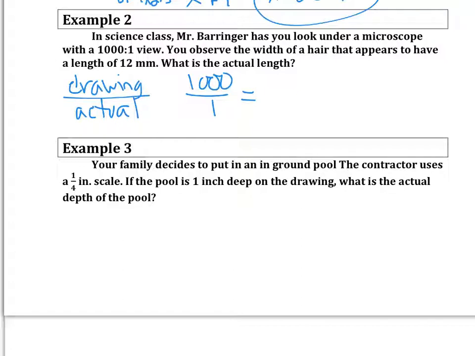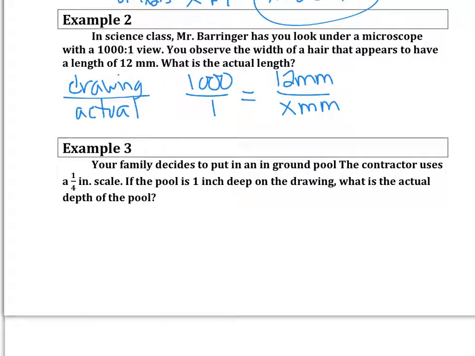So it says you observe the width of a hair that appears to have a length of 12 millimeters. What is the actual length? So what we're looking at, even though it's not technically a drawing, it's a magnified view of the actual object. So we're going to think of it like a drawing, and we're going to put that up top. So it's 12 millimeters up top. And then in the denominator will be our unknown value of the actual measurement. So I'm going to make sure I note that it is millimeters.